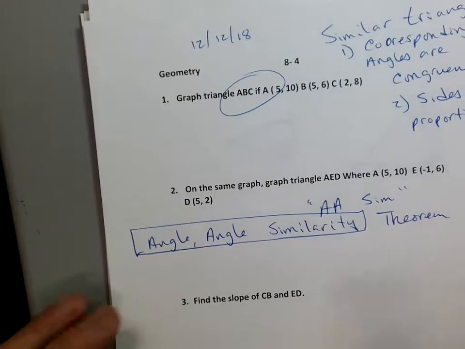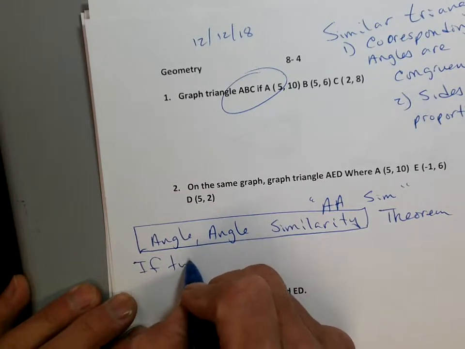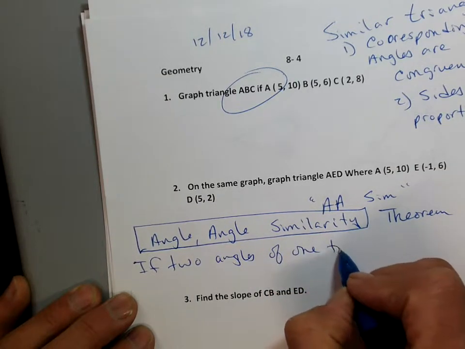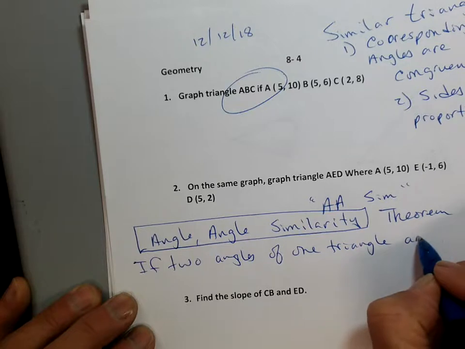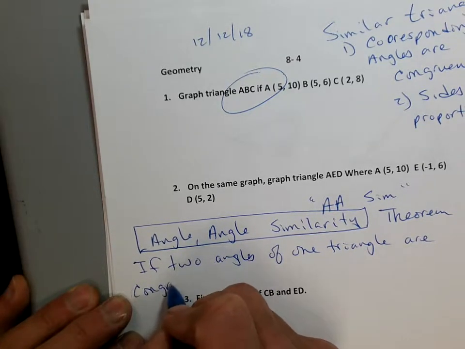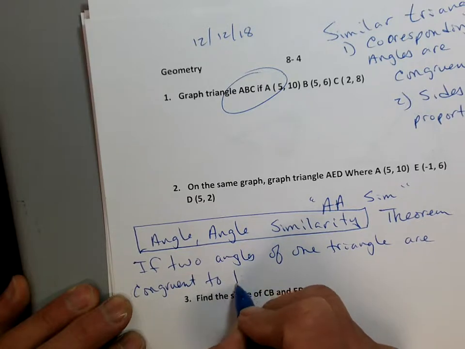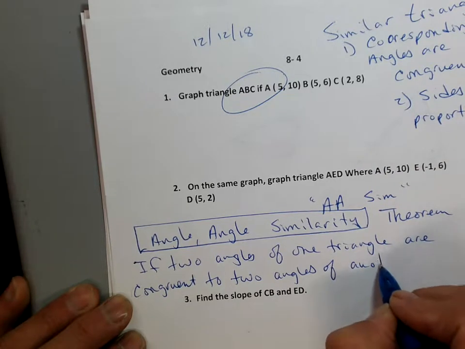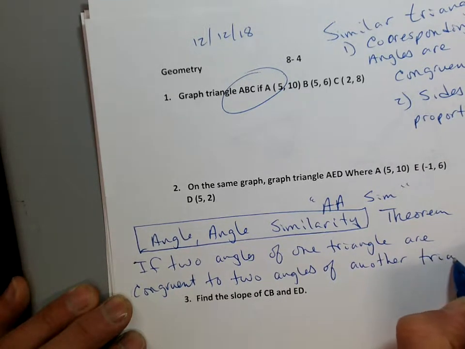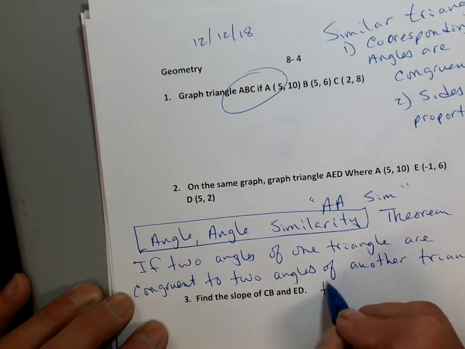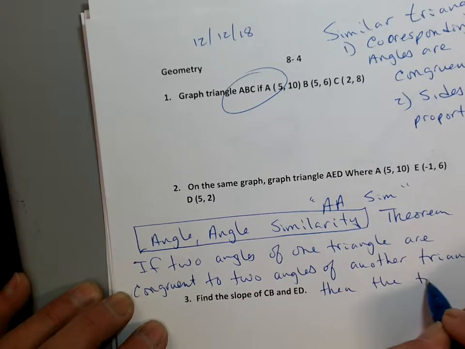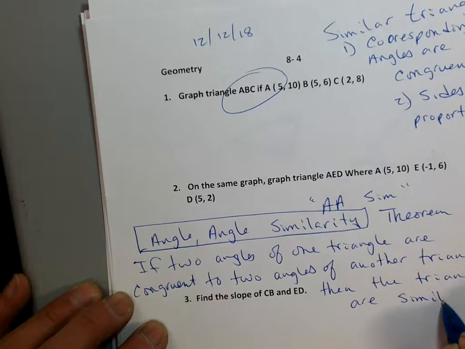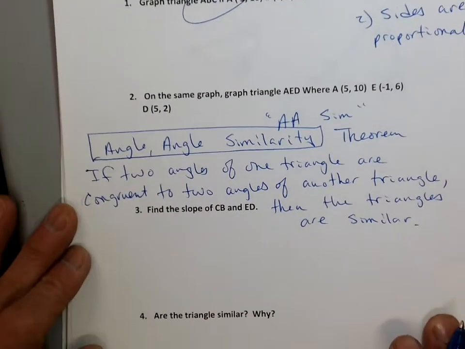So if two angles of one triangle are congruent, are you writing this down? Are congruent to two angles of another triangle, then the triangles are similar. Not the same, not equal, but similar, meaning the same shape.